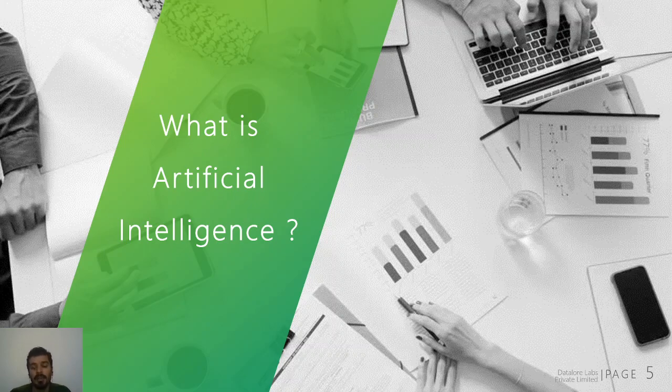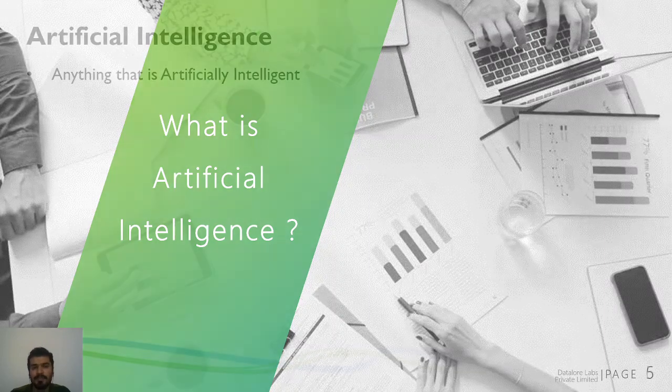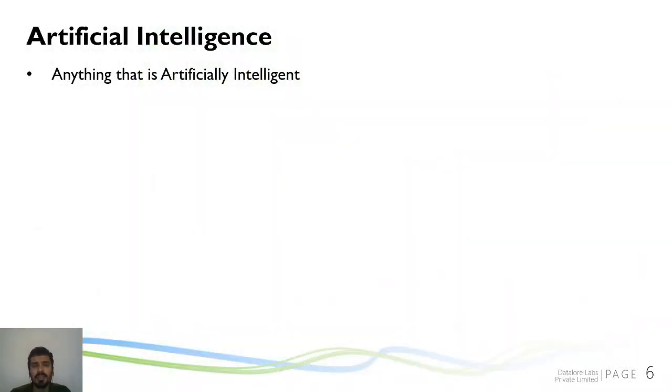So the first thing that we will be looking at is called artificial intelligence. So what is artificial intelligence? Very simple, as the name suggests, artificial intelligence is a system that is artificially intelligent, right?